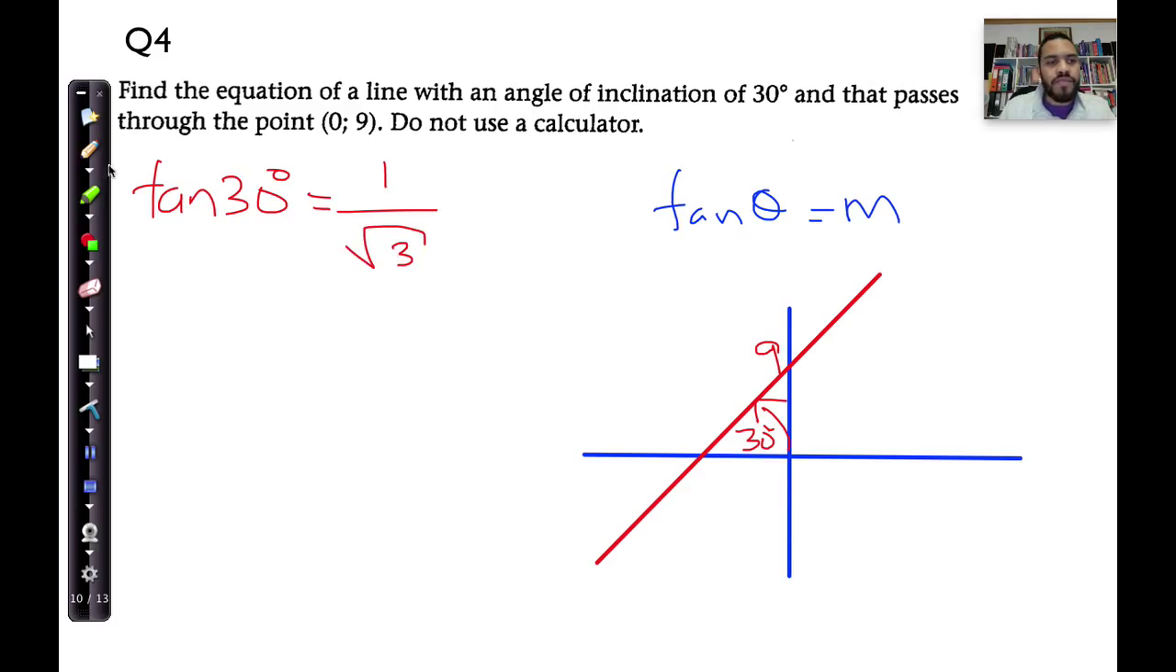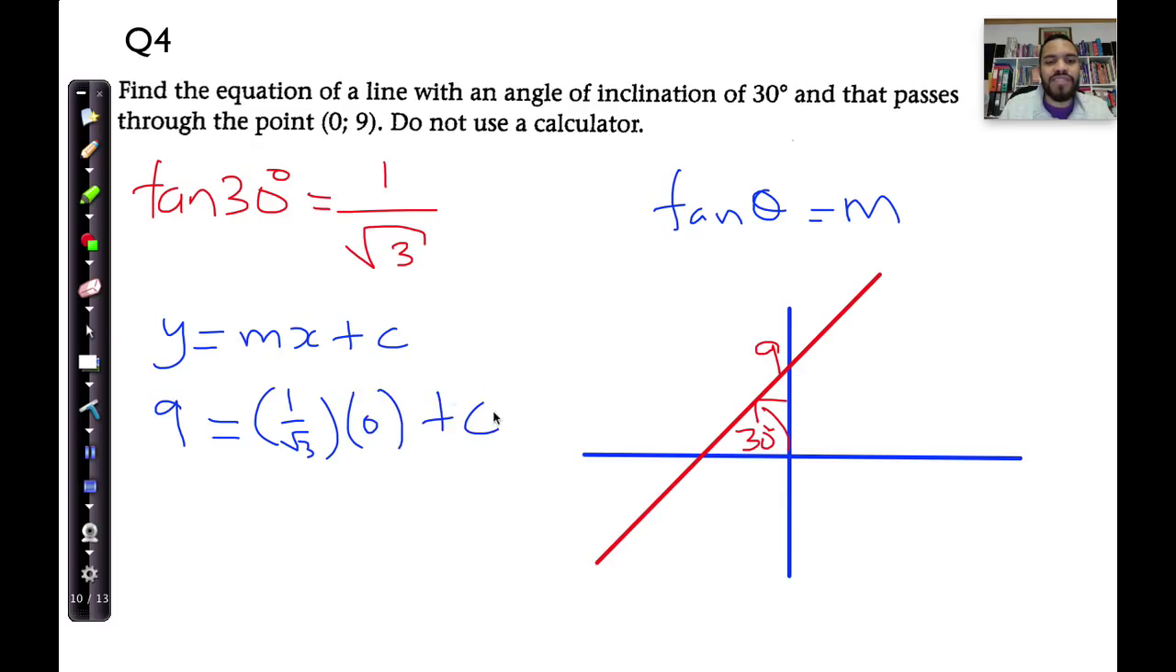Now if I want to find the equation of the line, I need to use the point. So I say y is equal to mx plus c, where m is the gradient, and we know that the gradient of this line is just tan of the angle of inclination, which has been given. So y, the y value is 9, equals 1 over root 3 multiplied by x, which is 0. That's the point that we're using, and then we can find that the value of c is equal to 9.